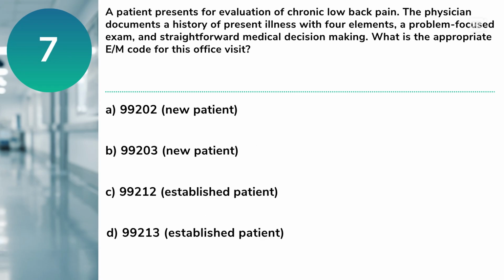Question 7. A patient presents for evaluation of chronic low back pain. The physician documents a history of present illness with 4 elements, a problem-focused exam, and straightforward medical decision-making. What is the appropriate E/M code for this office visit? A. 99202, new patient. B. 99203, new patient. C. 99212, established patient. D. 99213, established patient.